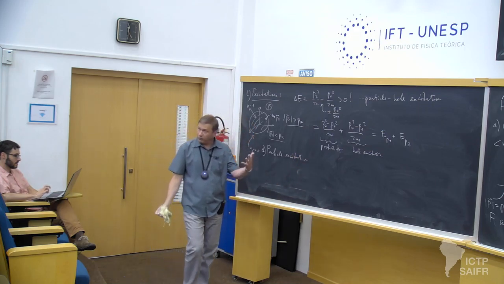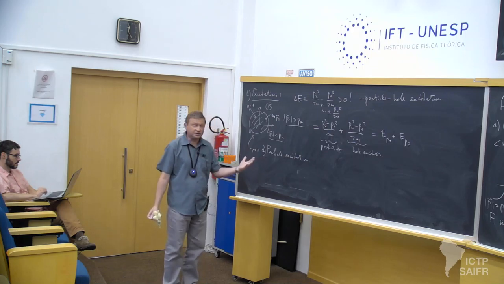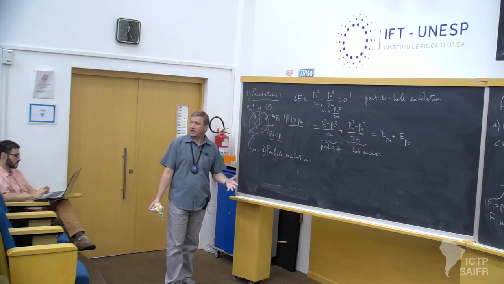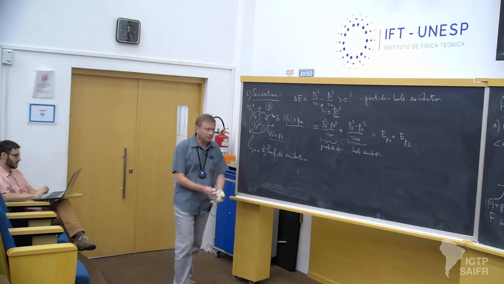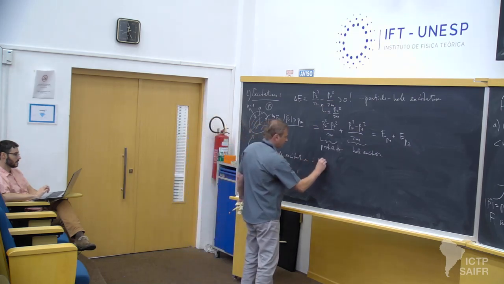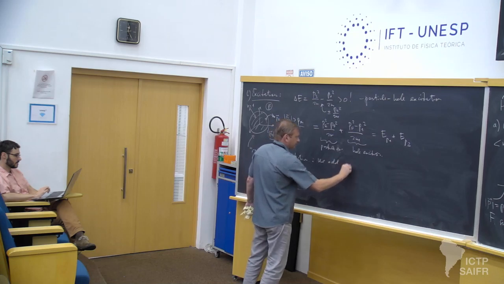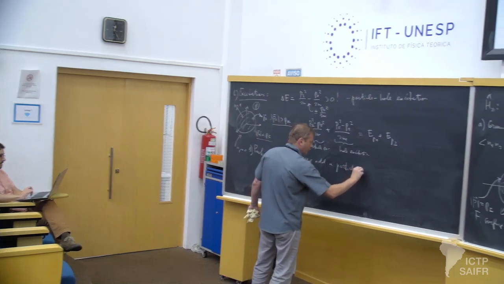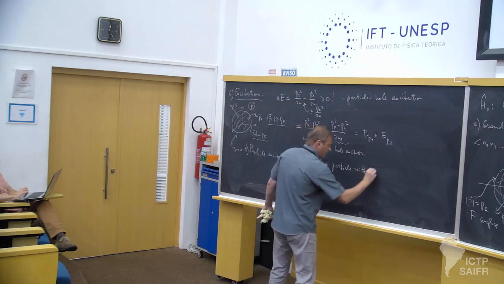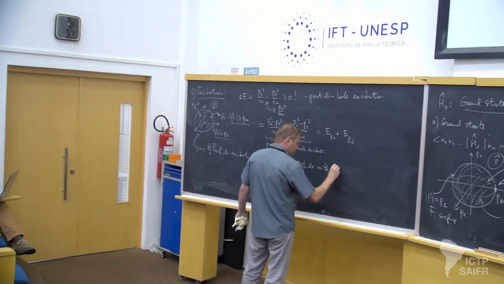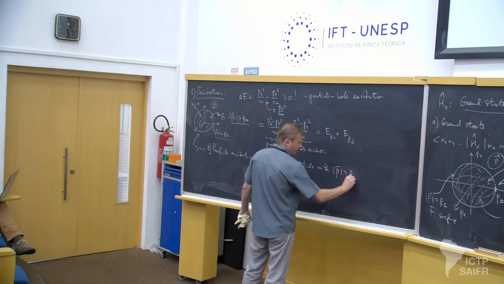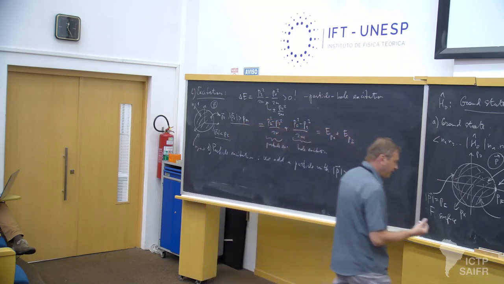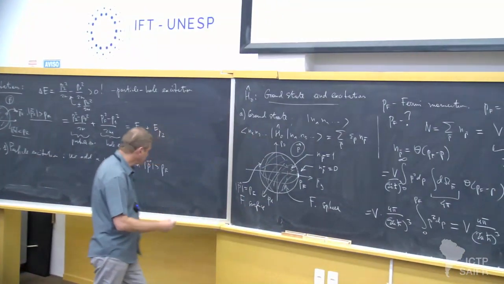In a very naive way, how can we create a particle excitation? We have a ground state, and we add an extra particle, with P larger than PF, because below PF we cannot add, only above. And what would be the energy in this case?